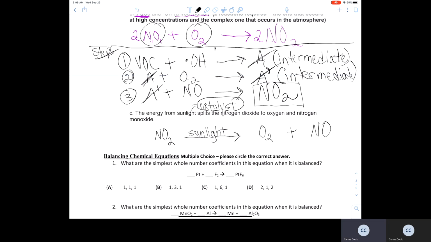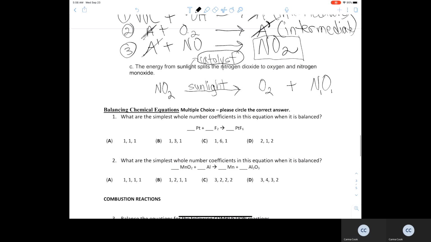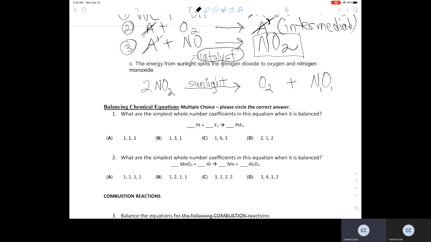So now we need to balance this equation. So again, we've got 3 oxygens on the right and 2 oxygens on the left. Notice that this reaction is the reverse of the reaction that we did in part B. So we'll put a 2 here, a 2 here, and now we have a balanced equation.